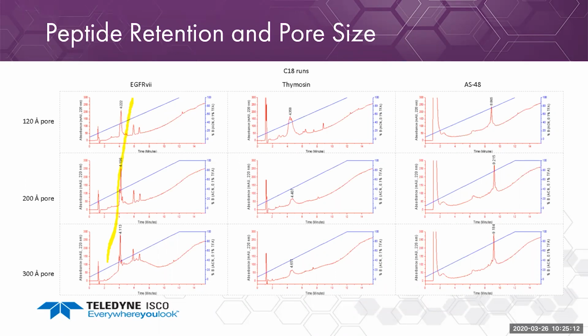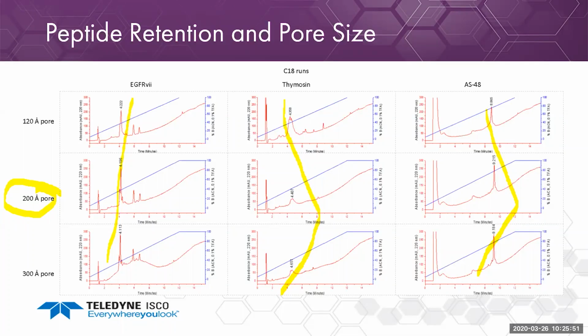Thymosin tended to act initially a little bit differently. The interaction was increased, and then the interaction got decreased as I increased the pore size. And AS48 also acted the same way. I had increased retention, and then when I went to 300 angstroms, I saw reduced retention of the peptide. So it seems that for these peptides up to at least 8,000 Daltons, 200 angstrom pore is the sweet spot.